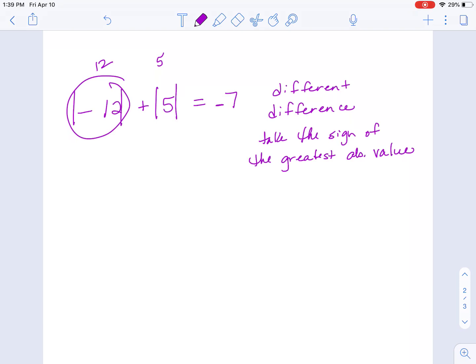Think of it as money. If you owed me $12 and someone gave you a $5 bill, even after you pay me that $5, you're still going to owe me $7. If you owe me money, that is a negative 7.